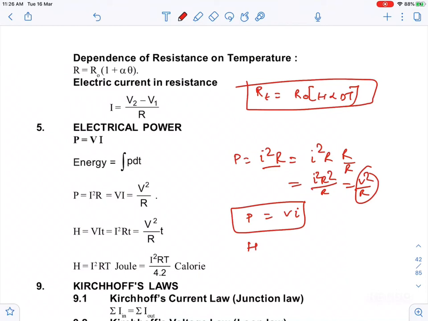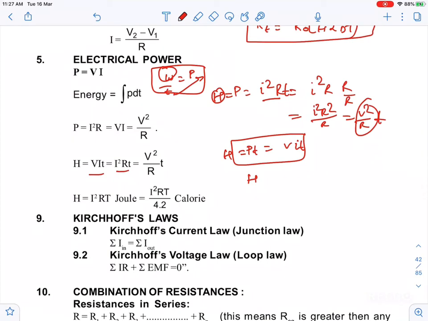Heat can be written as C. Another thing is that if you multiply power with time, work done is equal to P times T, since rate of doing work is power. So if you multiply time with power, you get work done. Multiply by T, you get the heat produced by the conductor. So the formula for heat is I square R T, or V I T, or V square by R into T.